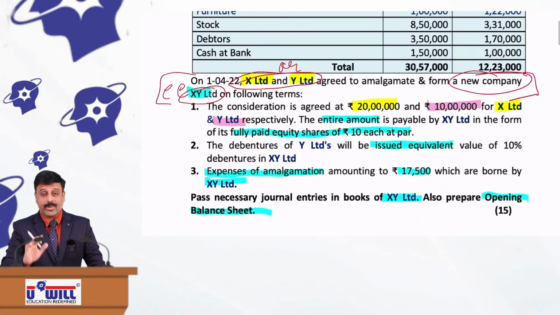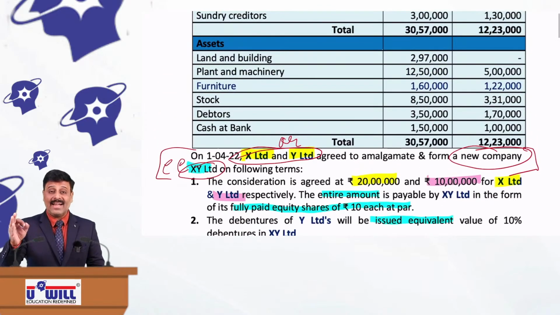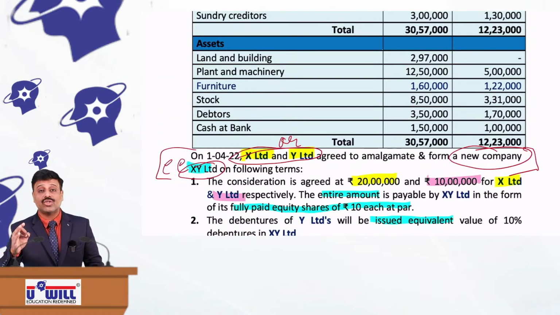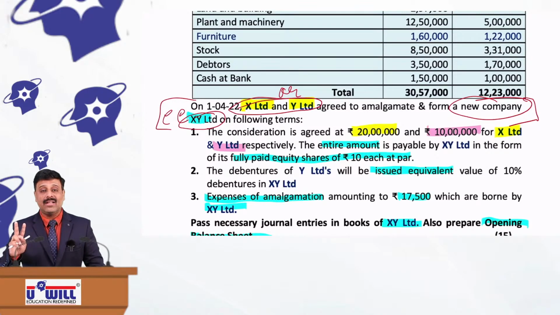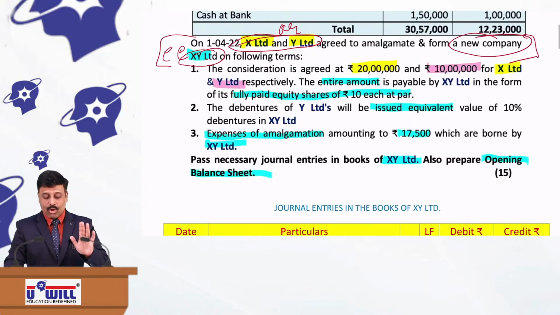Now, if you see the three adjustments, do you find that any different value for land and building, plant and machinery, furniture, stock is given in the question? That land and building is taken at a different value? No. That means second condition of merger is also satisfied. All these assets and liabilities are taken at book values.